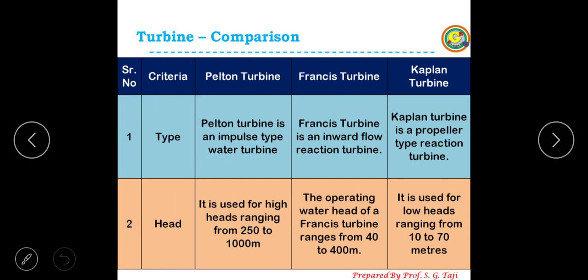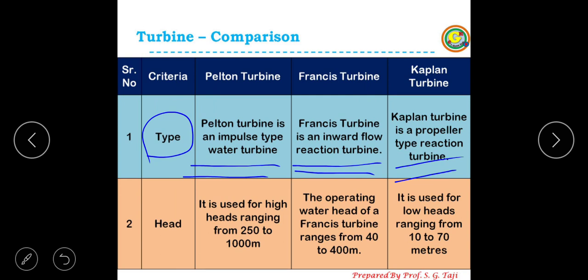Comparison of turbines. Criteria: Pelton turbine, Francis turbine, Kaplan turbine. With respect to type, Pelton turbine is an impulse type water turbine, whereas Francis turbine is an inward flow reaction turbine. Kaplan turbine is a propeller type reaction turbine.